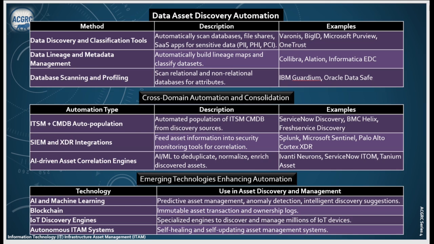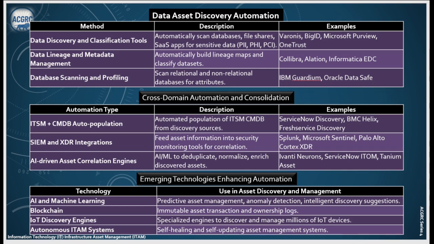When it comes to automation in data asset discovery, we have data discovery and classification tools. We have data lineage and metadata management. We have database scanning and profiling. The first one is wherein it automatically scans the databases, file shares, SaaS apps for sensitive data like PII, PHI, PCI. We have tools like Varonis, BigID, Microsoft Purview, OneTrust.